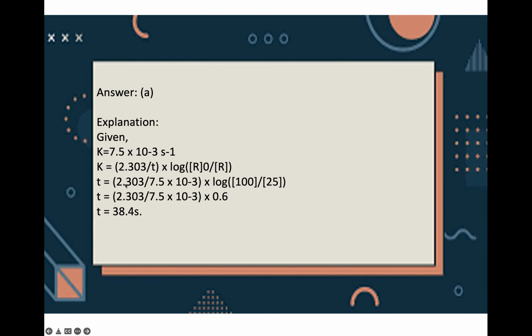So 2.303 by 7.5 into 10 to the power, that is K, the value of K. Log R0 by R is 100 by 25. So when you solve for this, you get T is equal to 38.4 seconds.